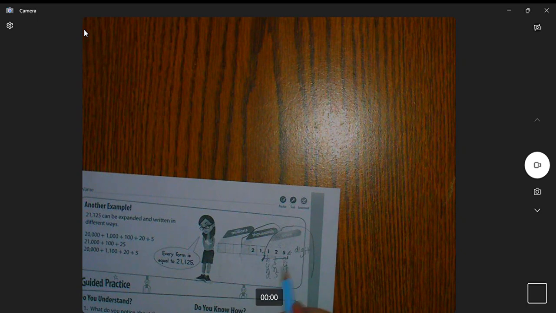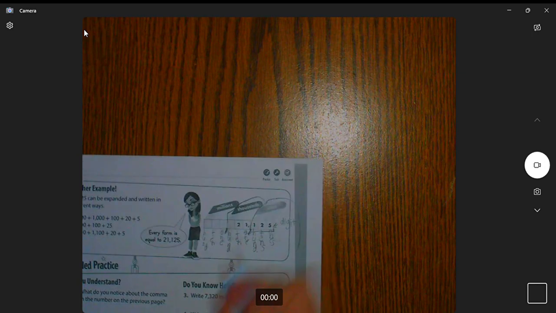So ones, tens, hundreds, comma, 1,000, 10,000, 100,000, comma, 1 million, 10 millions, 100 millions. And with this, we are able to figure out big numbers and what that number is saying.